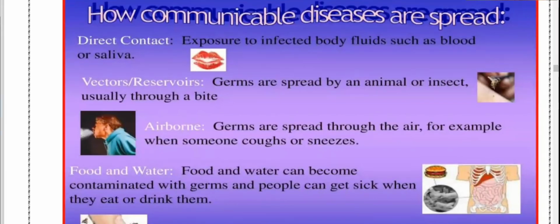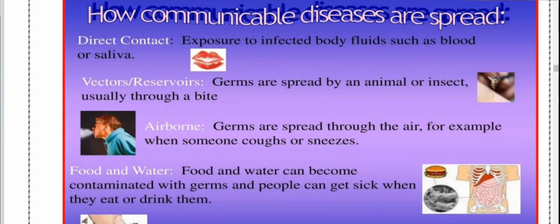So how are communicable diseases spread? Communicable diseases can spread through direct contact. Direct contact means exposure to infected body fluids such as blood or saliva, and even sneeze droplets, as I said. A healthy person comes in direct contact with the body fluid, blood or saliva of an infected person. And then it can be through some vectors, for example, the housefly or mosquitoes, etc.